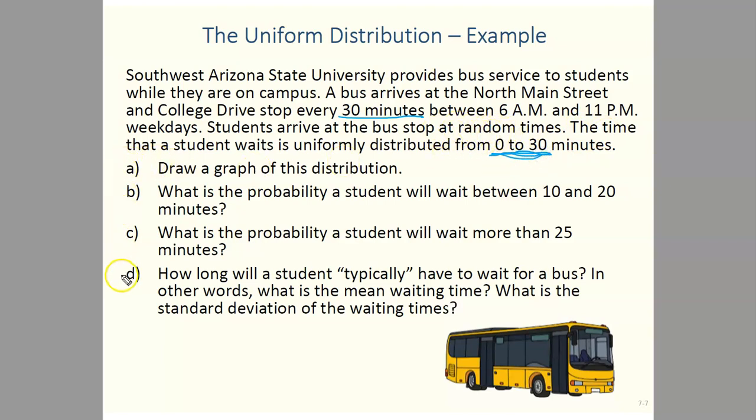So we have these questions to answer. Let's draw a graph of the distribution. What is the probability a student will wait between 10 and 20 minutes for a bus? What is the probability that a student will wait more than 25 minutes? And then how long will a student typically have to wait for a bus? In other words, what's the mean waiting time going to be for students? And then what is the standard deviation of the waiting times?